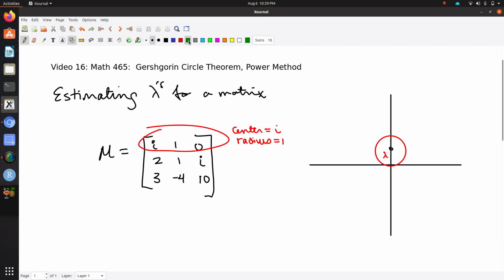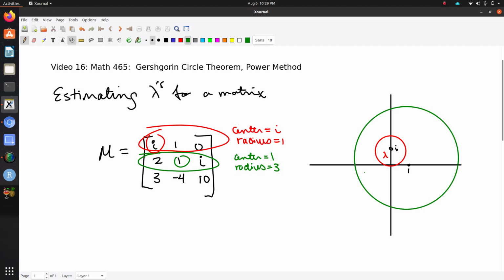Well, let's look at the next row. I'm going to go down the diagonal. So each diagonal element is going to trace out the center of something interesting. So this would be 1 instead of I. And I'm going to have a center at 1 in the complex plane, and the radius is 2 plus 1 because I take the magnitude of each of those, so a radius of 3. So this is going to be a little bit larger, something like that, and I'm going to have lambda somewhere in here. Well, you see they're overlapping a bit. A lot. Okay.